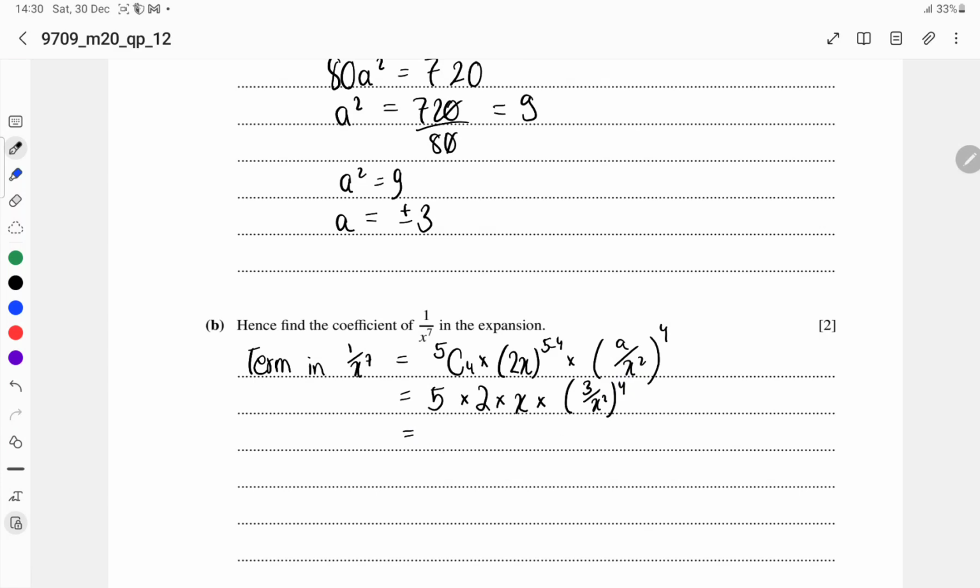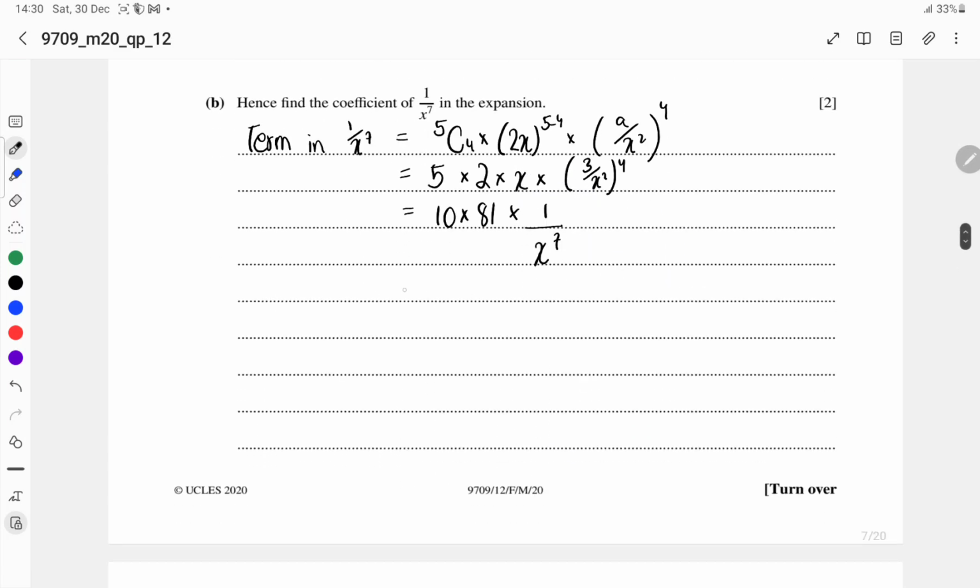And what's the value of 3 to the power 4? It's just 81, and 10 into 81 into 1 over 4 into 8 minus 1 x to the power 7. Yeah, we are in the right direction. So it's just going to be 810 over x to the power 7. Therefore, the coefficient of 1 over x to the power 7 is going to be 810. So let me just check the answer.